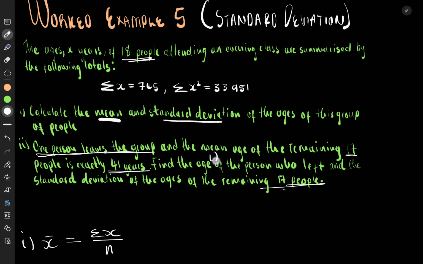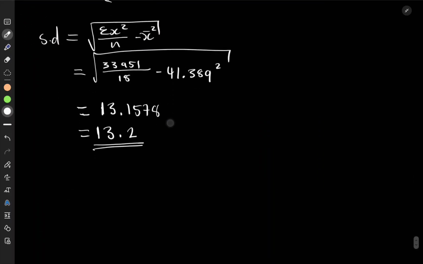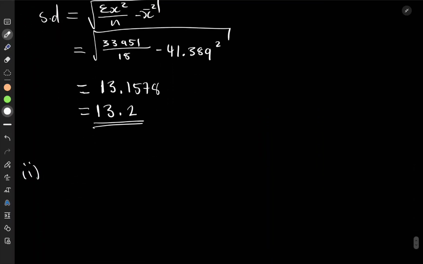So first one, there are two questions here, okay? First is find the age of the person who left, and the second one says the standard deviation of the ages of the remaining 17. All right, so now I go to second part. I've been told that the mean of 17 people is exactly 41 years.